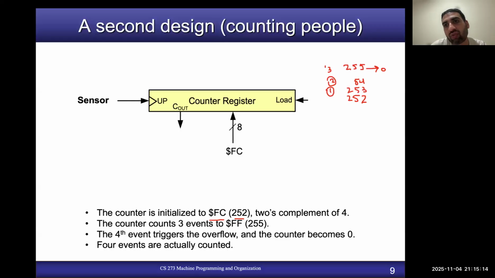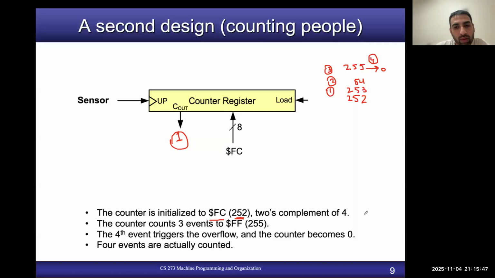255, and when the fourth person passes, it will become from 255 to 0. At that time point, I will have this overflow signal equal to 1, which will tell me we have detected 4 persons entering the room. So in this case, we don't need a comparator anymore. We can just rely on the overflow, but then we need to initialize our counter with the correct value, which is 252 in our case.